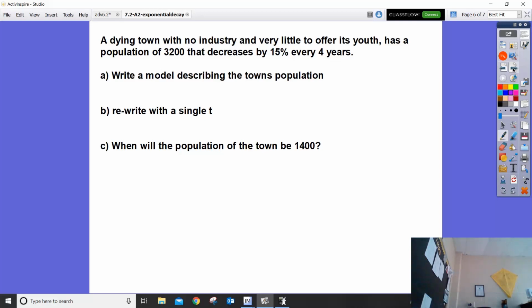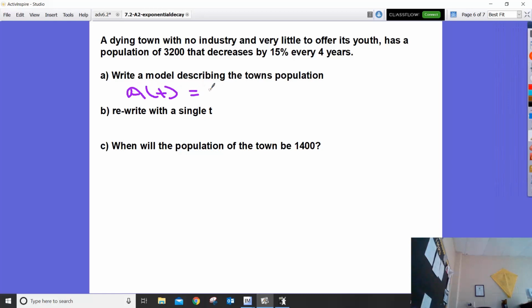Go ahead, Happy. The model here is a principal times 1 minus R to the T. That's kind of the default model. So 1 minus what? 0.15. Sure, 1 minus 0.15. What are we going to raise this thing to? T over 4. That's good, Happy.